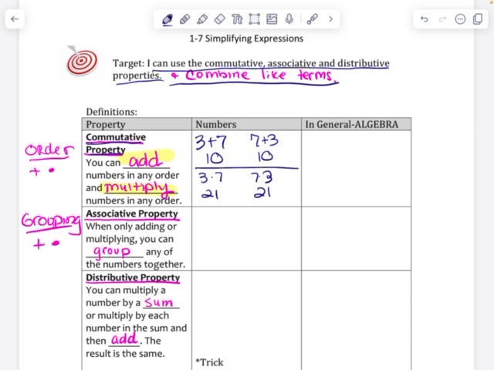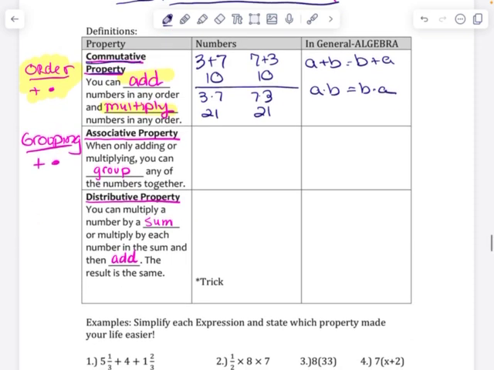In general, the rule looks like A plus B, meaning adding two different numbers, is also equal to B plus A. And A times B is also equal to B times A. That's your commutative property, where you deal with the order with addition and multiplication. The associative property is when only adding or multiplying, you can group any of the numbers together.